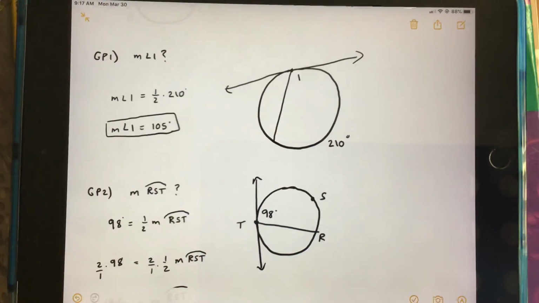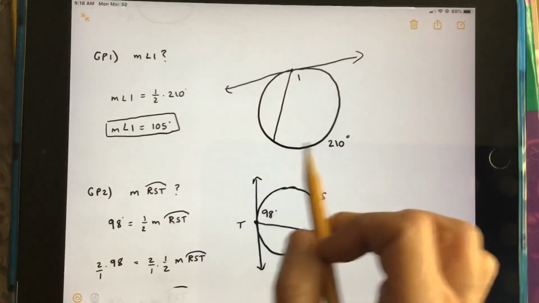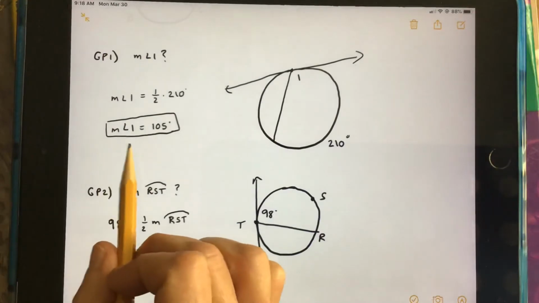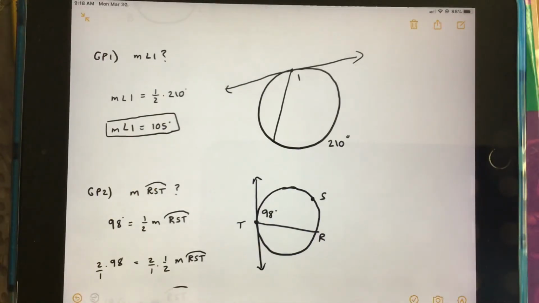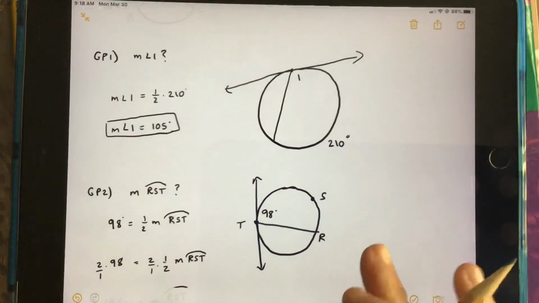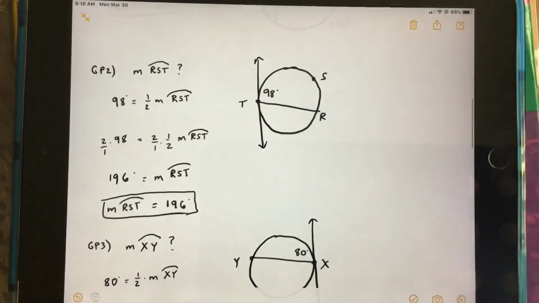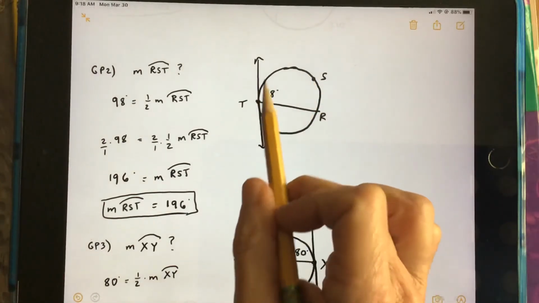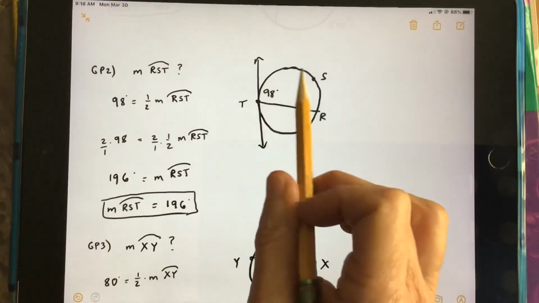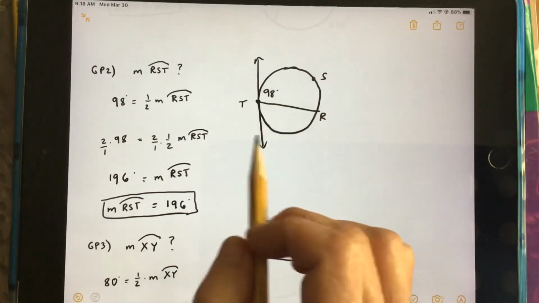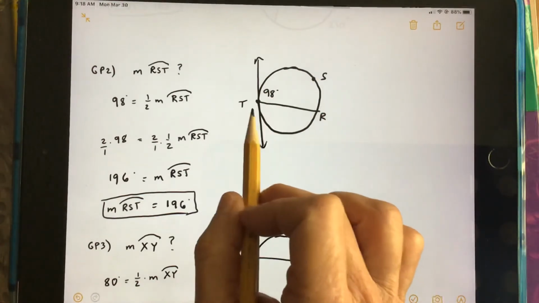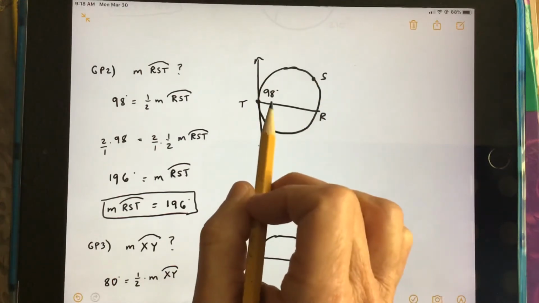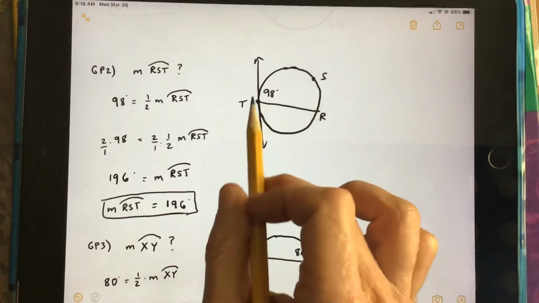To figure out the measurement of that angle, we calculate half of the arc labeled 210 degrees. So the measurement of angle 1 is 105 degrees, because that is half of 210 degrees. For guided practice 2, we are figuring out the measurement of arc RST. If we double 98 degrees, we get the measurement of this arc, because 98 degrees is half of the number of degrees of that arc.